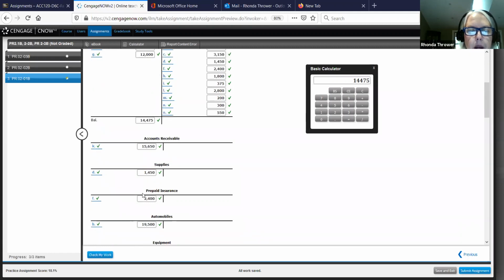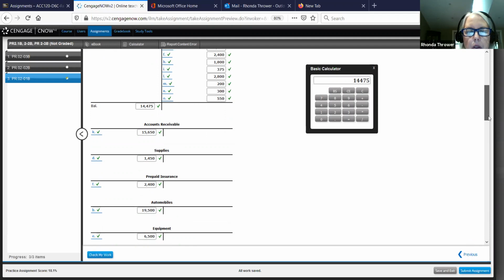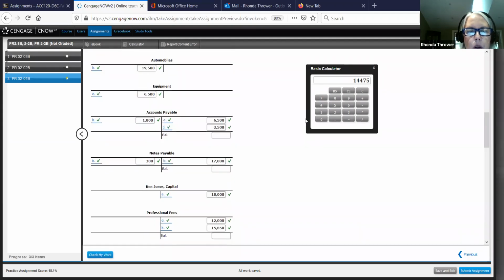Supplies, prepaid insurance, and automobiles, all of those are assets. Because there were no credits to any one of these accounts, the balance that is in there is the balance of that account at the end of the time period. Equipment's the same way. It's an asset account. The balance of equipment right now is $6,500.